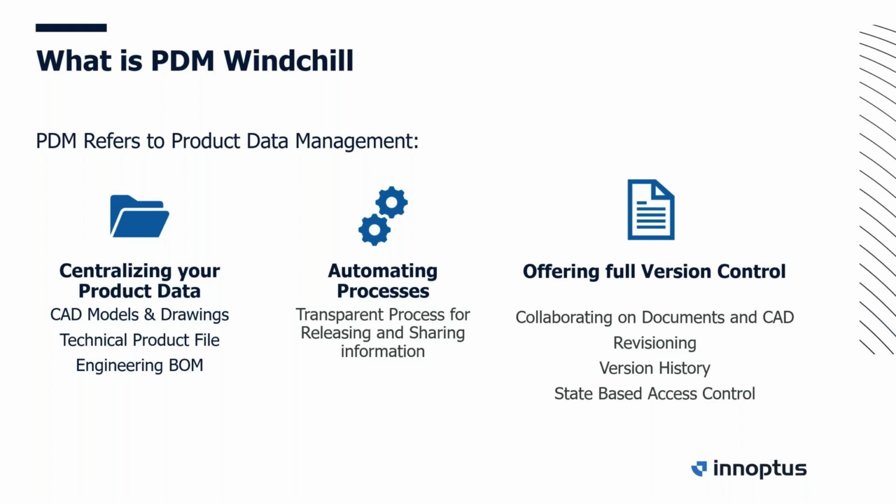On the slide, PDM helps in three main ways. First, it helps you with centralizing your product data. This means that we put all our product information in one central place. This includes things like CAD models and drawings, and related documents. It manages the engineering bill of material. Second, it helps with automating processes. If you send tasks, or if you want to release something, it creates tasks in the organization. Also, when we need to share information with each other, Windchill will help with that.